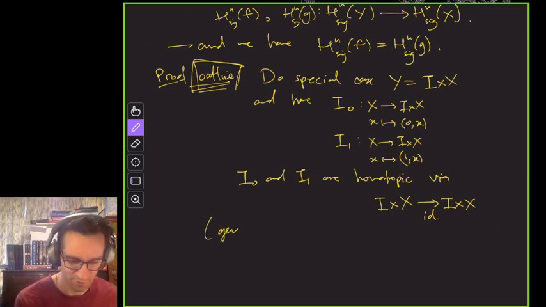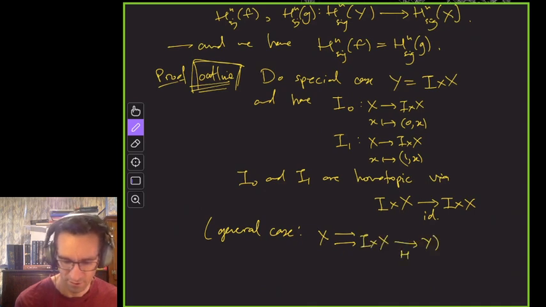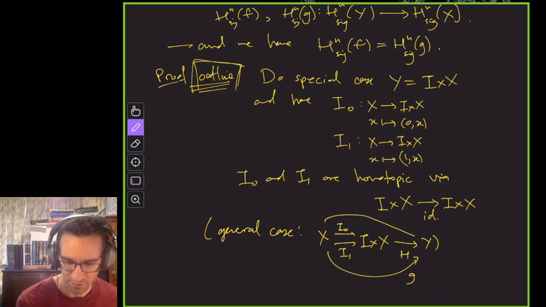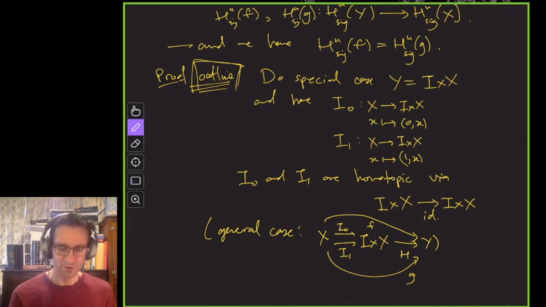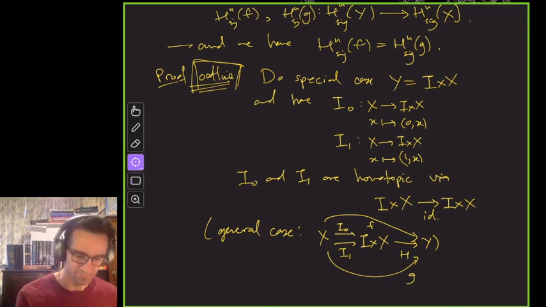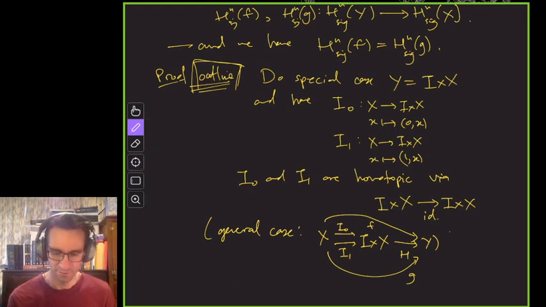The general case follows because you have I times x, H to y, with i0 and i1, where this composite is g, and this composite is f, and you use that you have a functor. So on cohomology, you apply cohomology, and the two maps here become equal, and therefore this map and this map are equal, but that's f and that's g. So that's the general case.